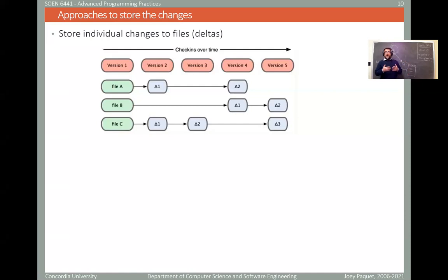So you see that it requires quite an elaborate machinery in place to recreate, for example, version 5. It would get the initial files, and then it would apply these 2 changes to file A, these 2 changes to file B, and then these 3 changes to file C.